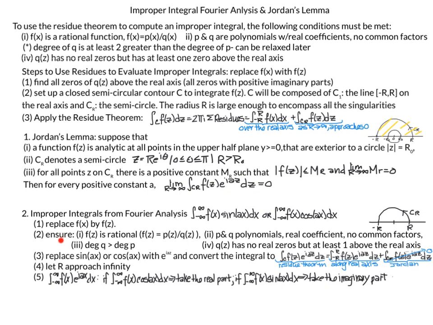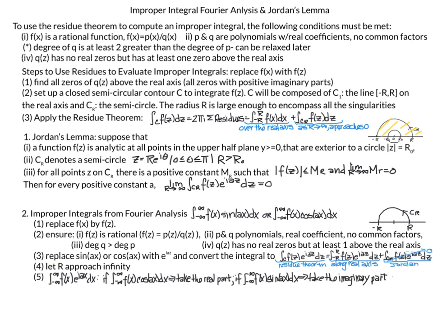Second, we're going to ensure that certain conditions are met, and the conditions are very similar. f of z is rational, in other words, f of z is equal to p of z over q of z. Two, p and q are polynomials with real coefficients, no common factors. This other one here, q of z has no real zeros, but at least 1 above the real axis. So that's all mirroring what we did before for improper integrals. Here we can say that the degree of q just needs to be greater than the degree of p. We don't need this 2 or greater. But you can see how similar.